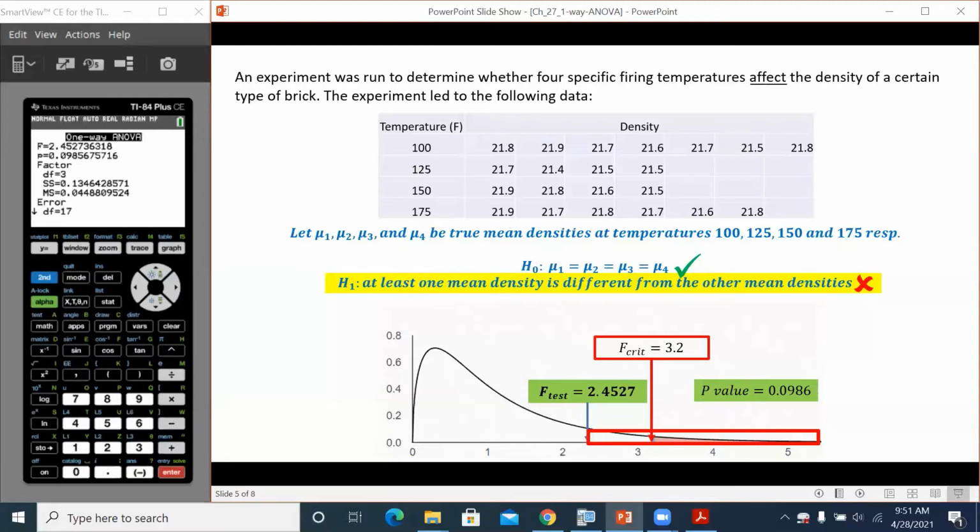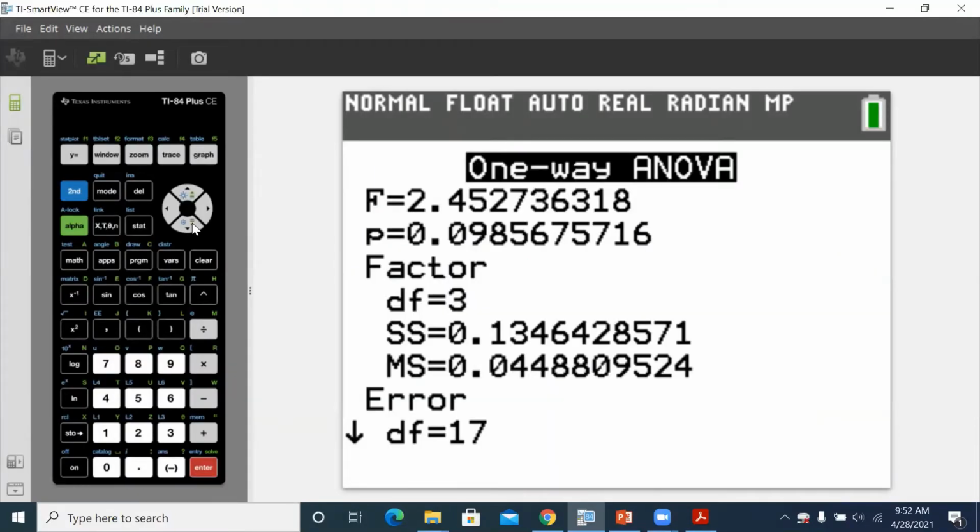All right, now we will look at the calculator output a little bit further. All right, I enlarged the calculator screen. F test statistic is given on the first line. We already used it. The p-value is given on the second line. We already used that too. Then you can see the term factor. Factor means groups. MS Excel uses the term groups. TI-84 uses the term factors. Under factors, you can see df equals 3. That's the between group degrees of freedom because we had 4 groups or 4 factors. Sums of squares and mean squares are also given.